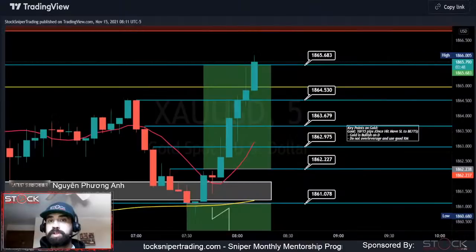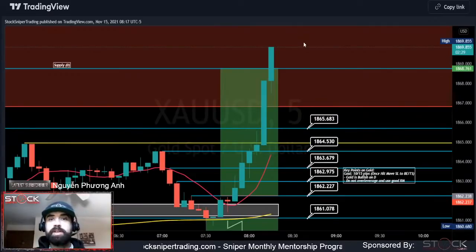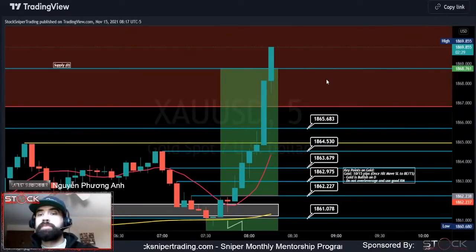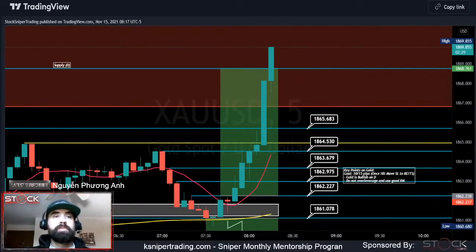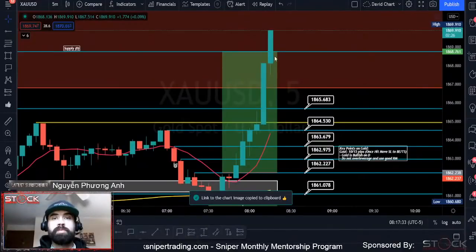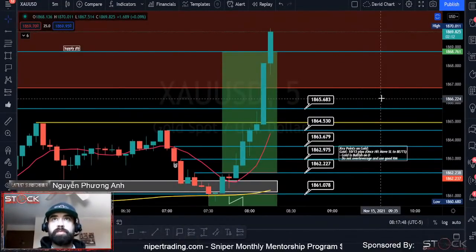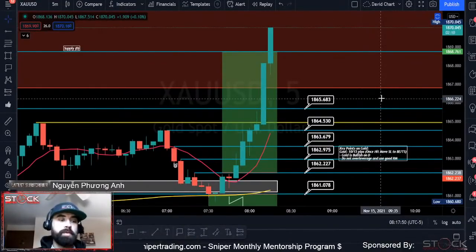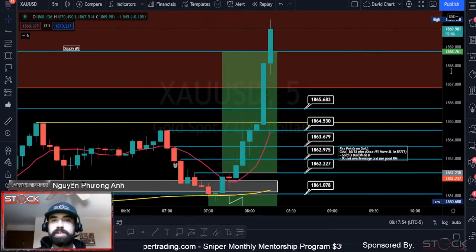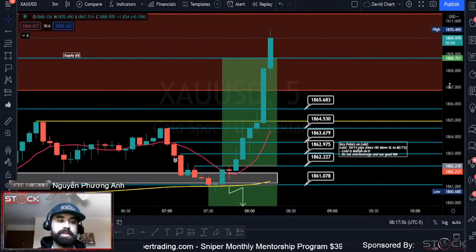Gold is very bullish here. Got to expect some kind of a retracement eventually, but we'll watch and see. That's why you don't focus on RSI, guys. RSI has zero. Oh my goodness, look at this. See how that just pumped?